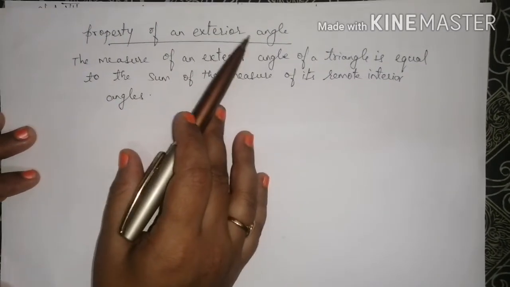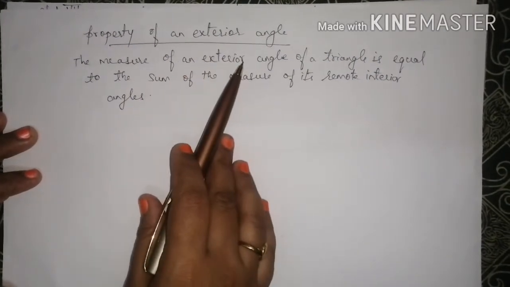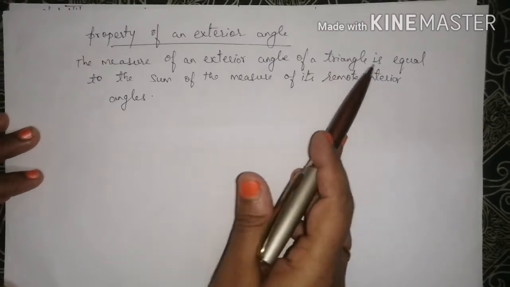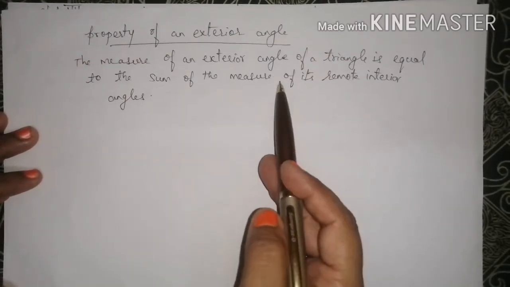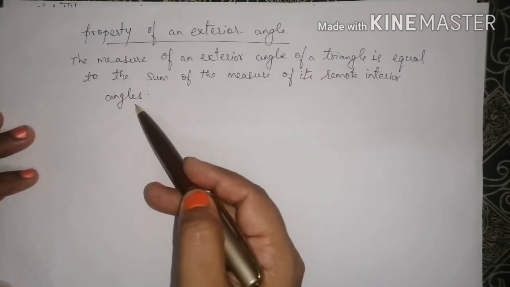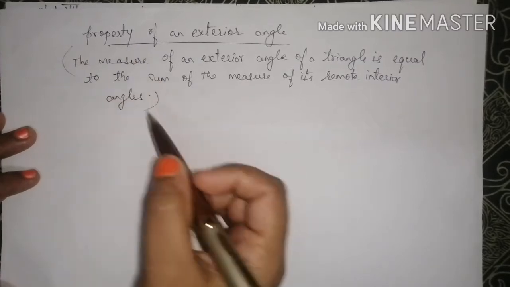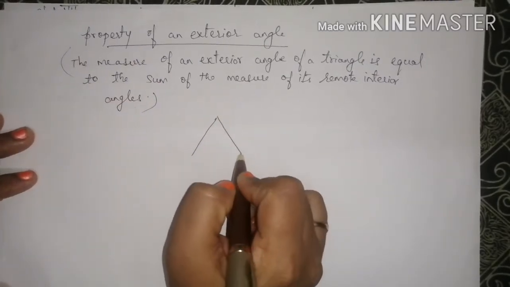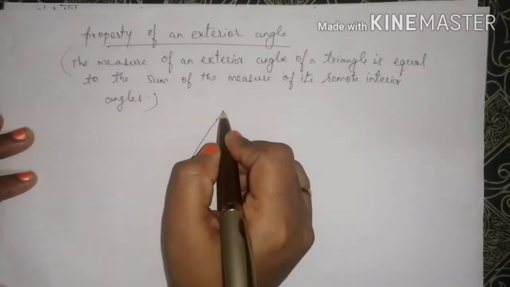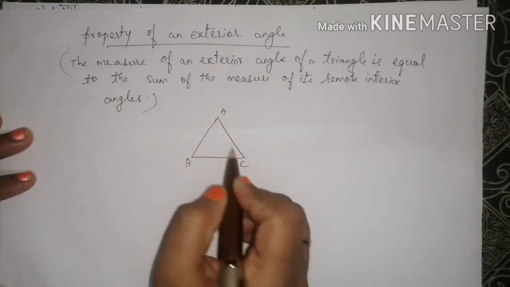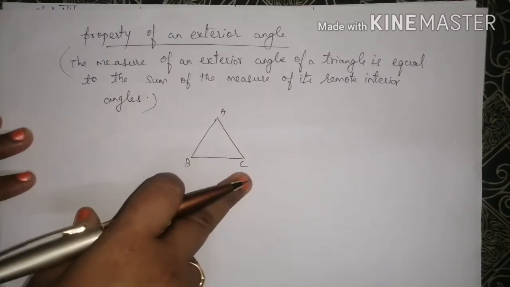The property of an exterior angle says the measure of an exterior angle of a triangle is equal to the sum of the measure of its remote interior angles. This is the property. Now let me explain to you. Suppose this is a triangle. I will name it ABC. This is one triangle ABC.